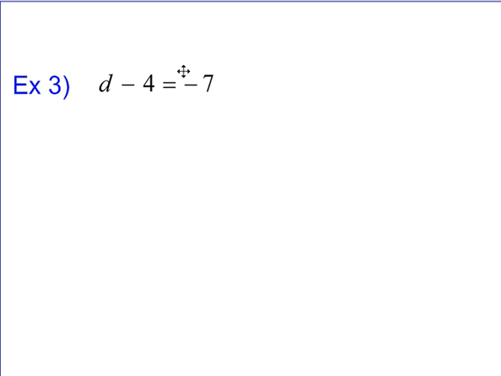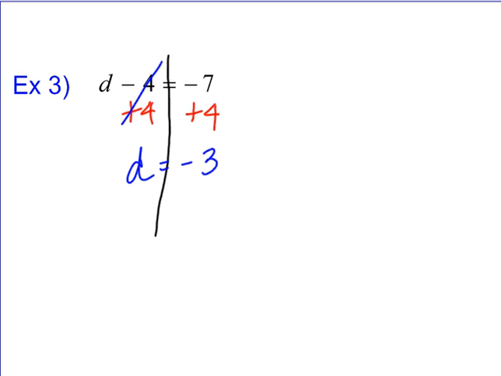Here we go again. b minus 4 equals negative 7. Again, opposite, inverse of subtracting 4 is adding 4. That will make the 4's go away, leaving us with b equals negative 7 plus 4, which is negative 3. You have to always check your solution. Always, always.